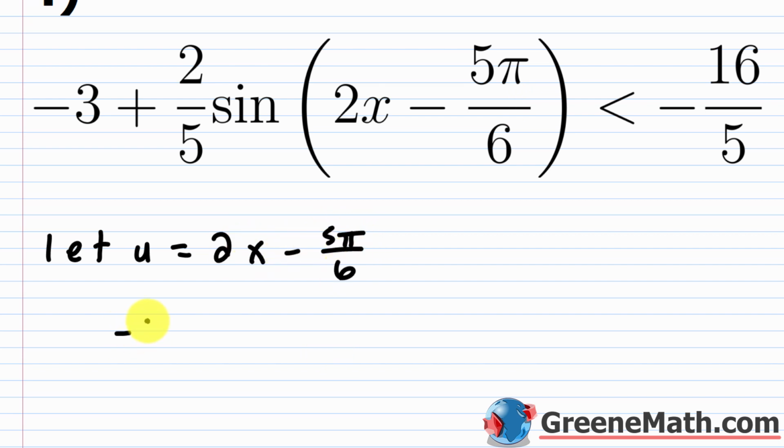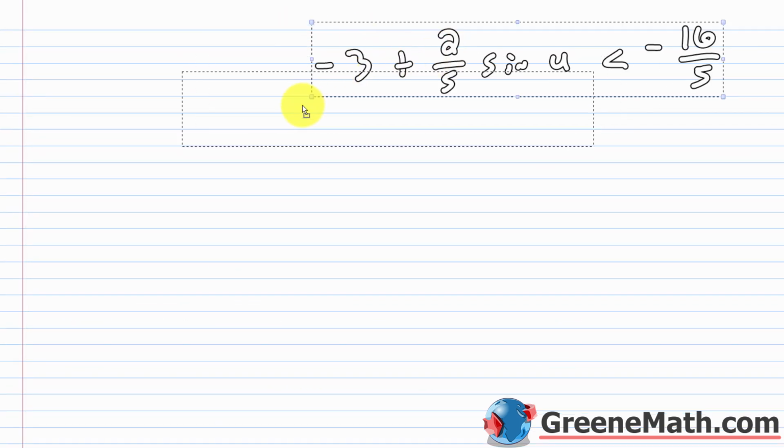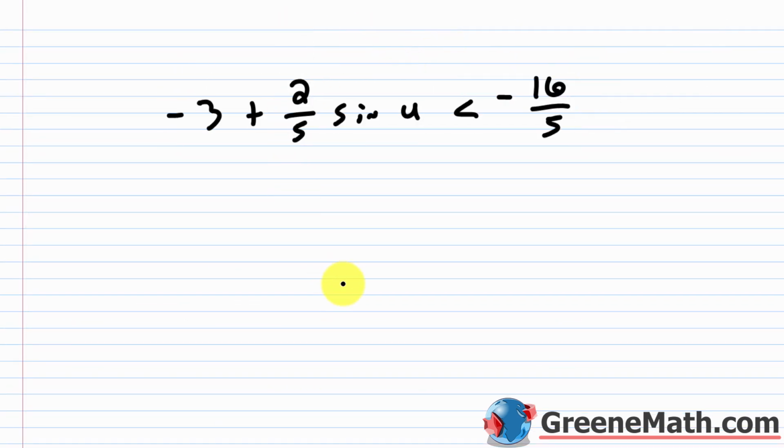And then you could say this is negative 3 plus 2/5 sine of u is less than negative 16/5. So let's solve this in terms of u. And then basically we'll come back and substitute like we did in the last problem. Okay, let's paste this in on a new sheet. Essentially, I want to isolate the sine of u on one side and have a number on the other. So let's go ahead and add 3 to both sides of the inequality. So you could write 3 as 15 over 5, just so that you would have a common denominator.